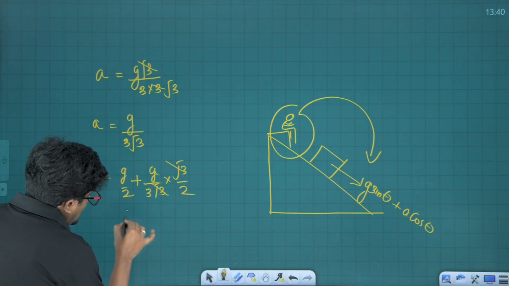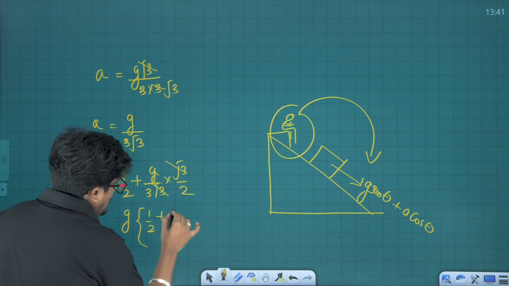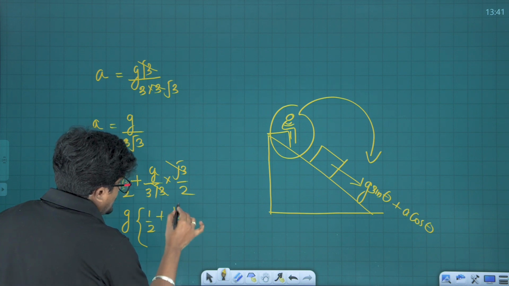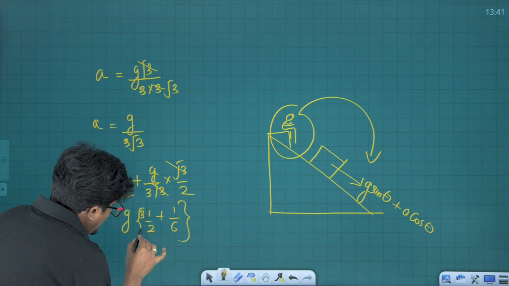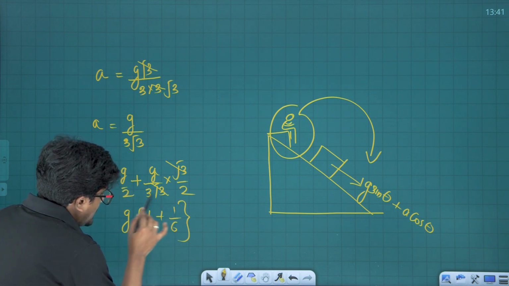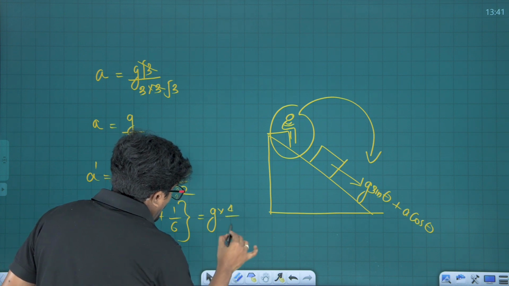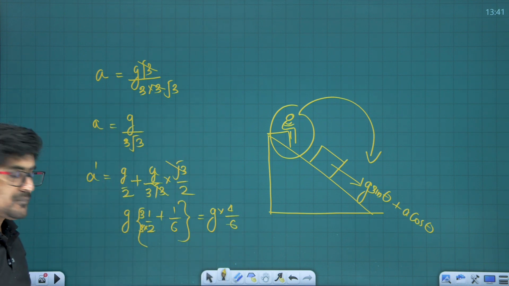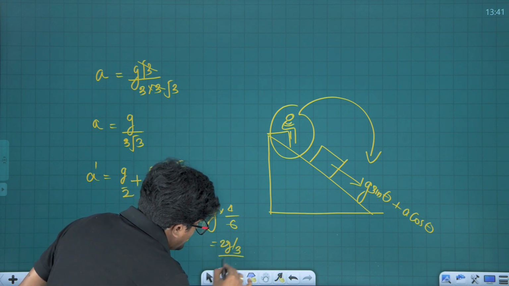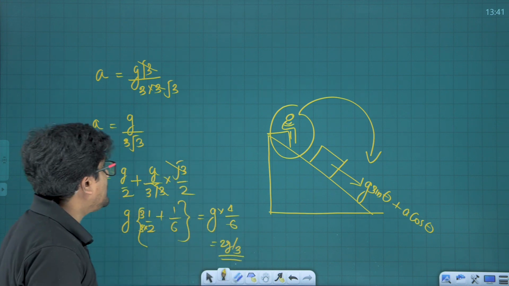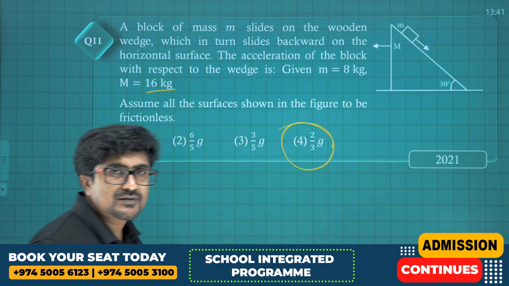Now here g is common and I have got 1 by 2 plus 1 by 6. Multiplying with 3 here, 3 plus 1 is 4. So it's going to be g into 4 by 6, which is 2g by 3. That means option 4 must be the correct answer in this case.